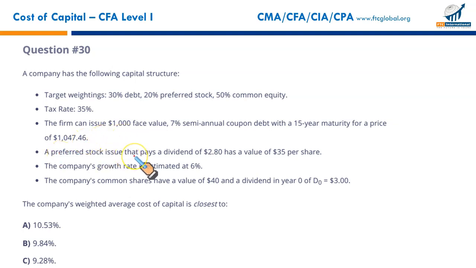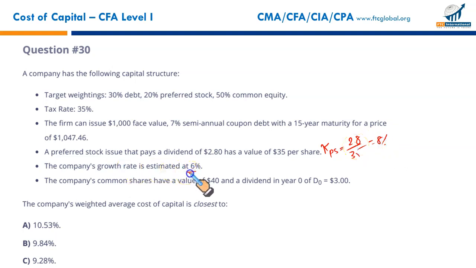A preferred stock that pays dividend of 2.8 has a value of $35. So cost of preferred stock, which I label as KPS, is equal to 2.8 upon 35. And it will give me 2.8 upon 35 times 100. That's 8%.